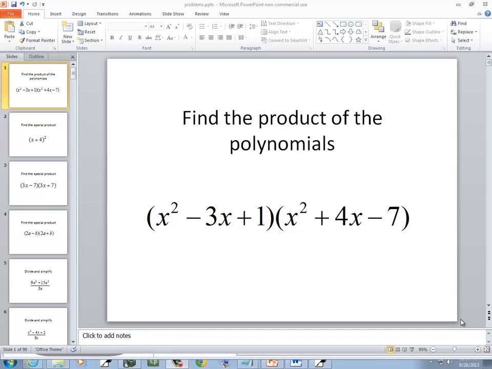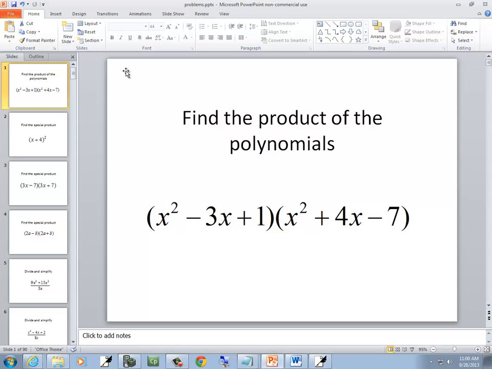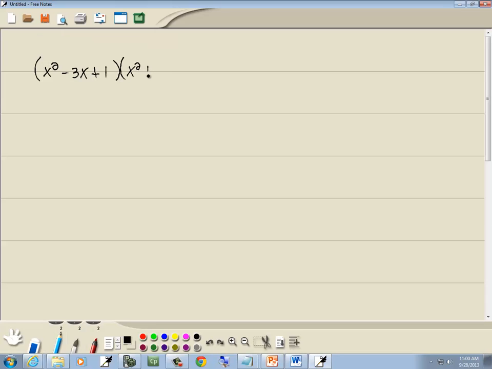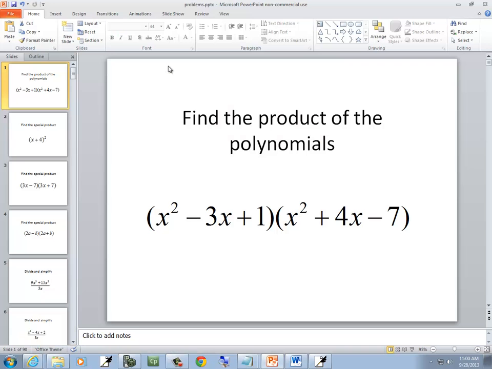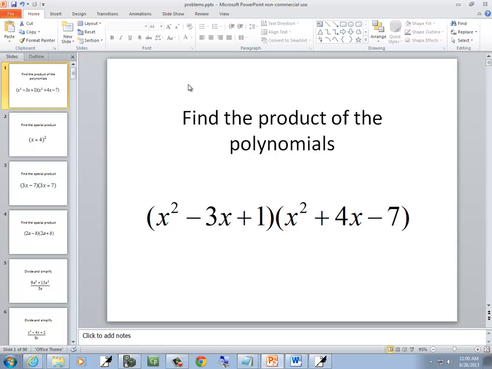In this problem, we want to find a product of polynomials. So we got x squared minus 3x plus 1 times x squared plus 4x minus 7. Let's see, x squared minus 3x plus 1, x squared plus 4x minus 7.